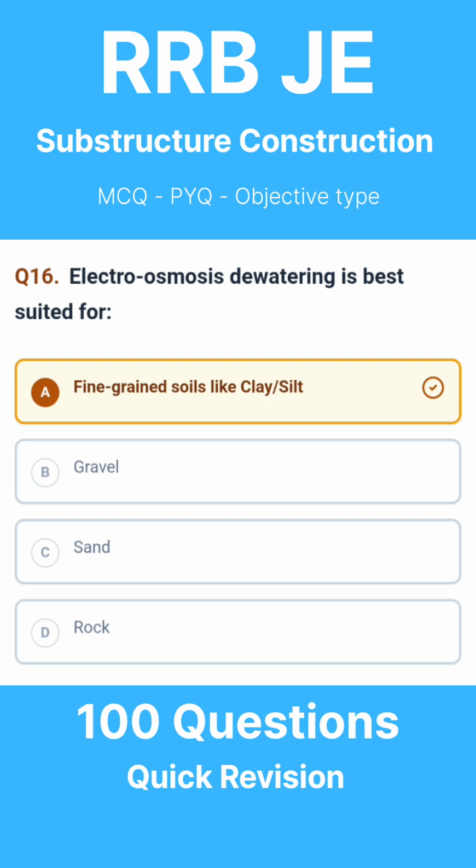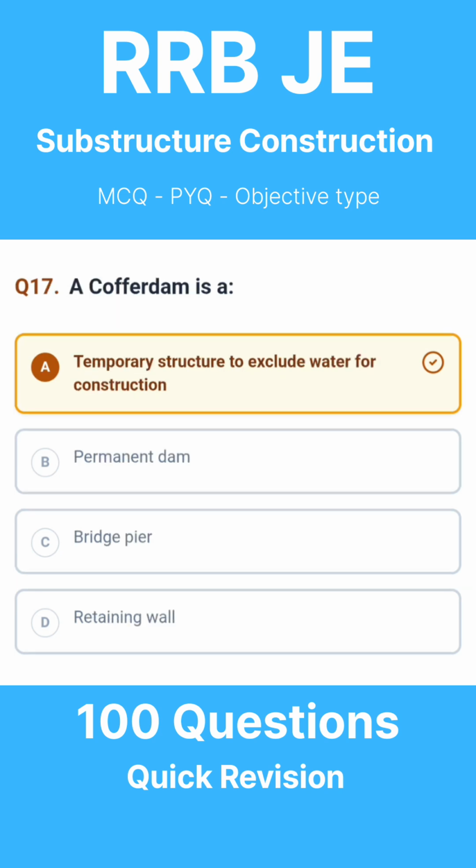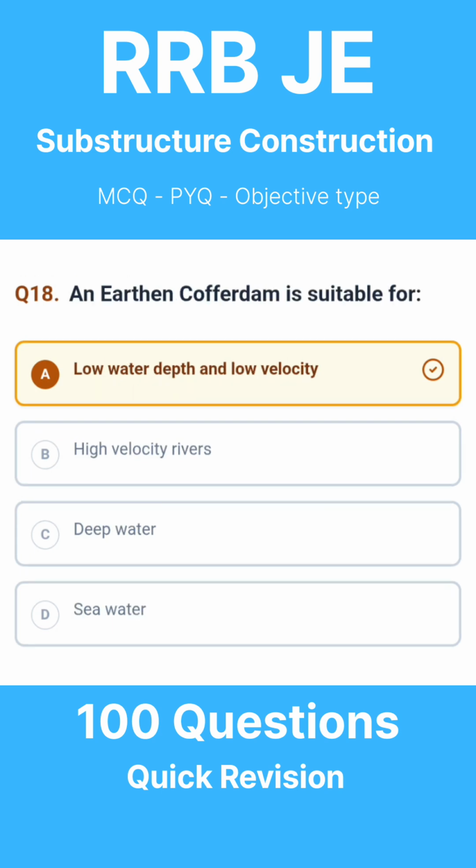Question 16. Electro-osmosis dewatering is best suited for. The correct answer is fine-grained soils like clay/silt. Question 17. A cofferdam is a. The correct answer is temporary structure to exclude water for construction. Question 18. An earthen cofferdam is suitable for. The correct answer is low water depth and low velocity.